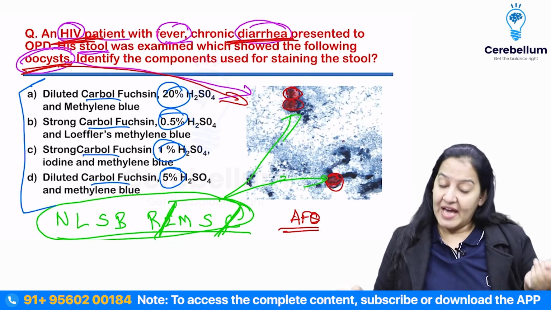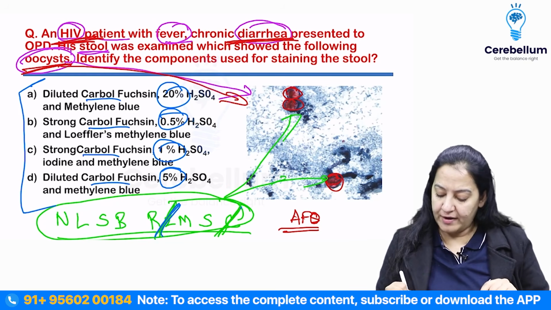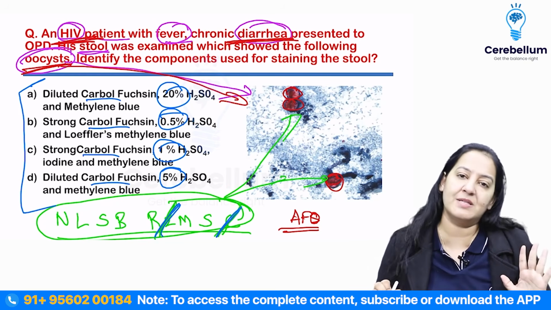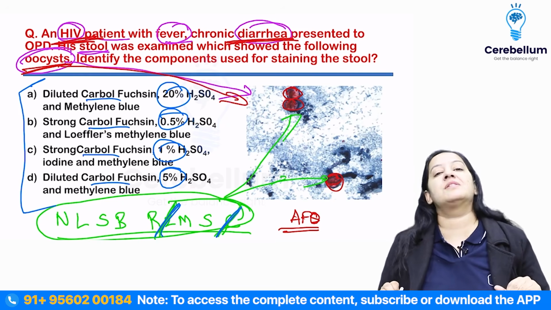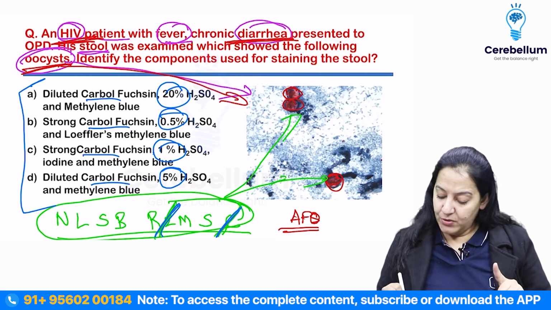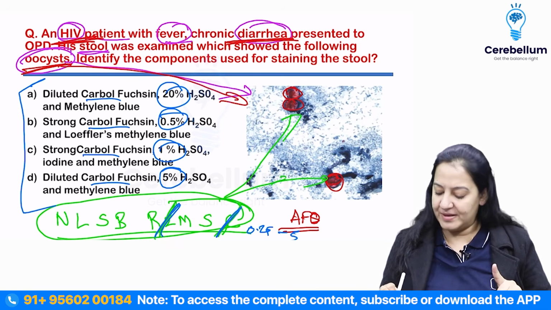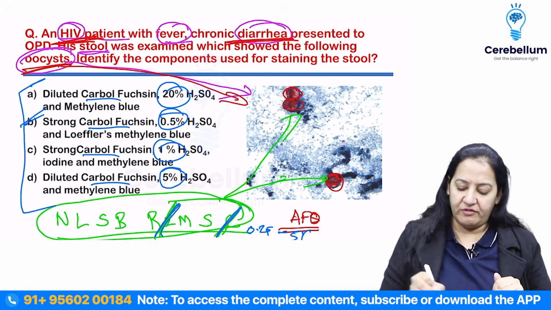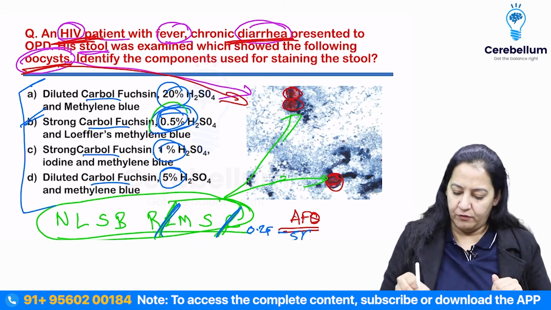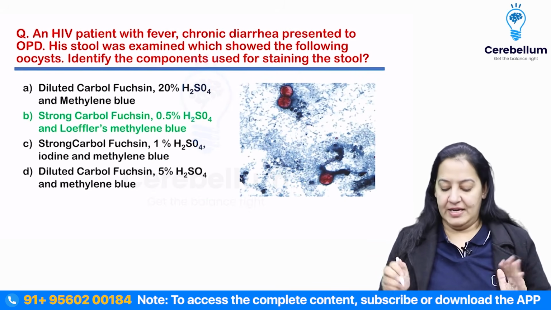I told you in the exceptions, Isospora and Cryptosporidium normally use 20% H2SO4, but they come under the modifications of the acid fast stain. Here we use 0.25 to 5% of the H2SO4. 0.25% is not given in the options, so I will go with 5%. So the correct answer here is B.